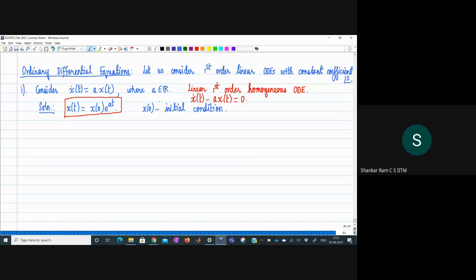Because we are considering problems where time is the independent variable, x of 0 will be the value at t equals 0. That is what is called the initial condition, right?